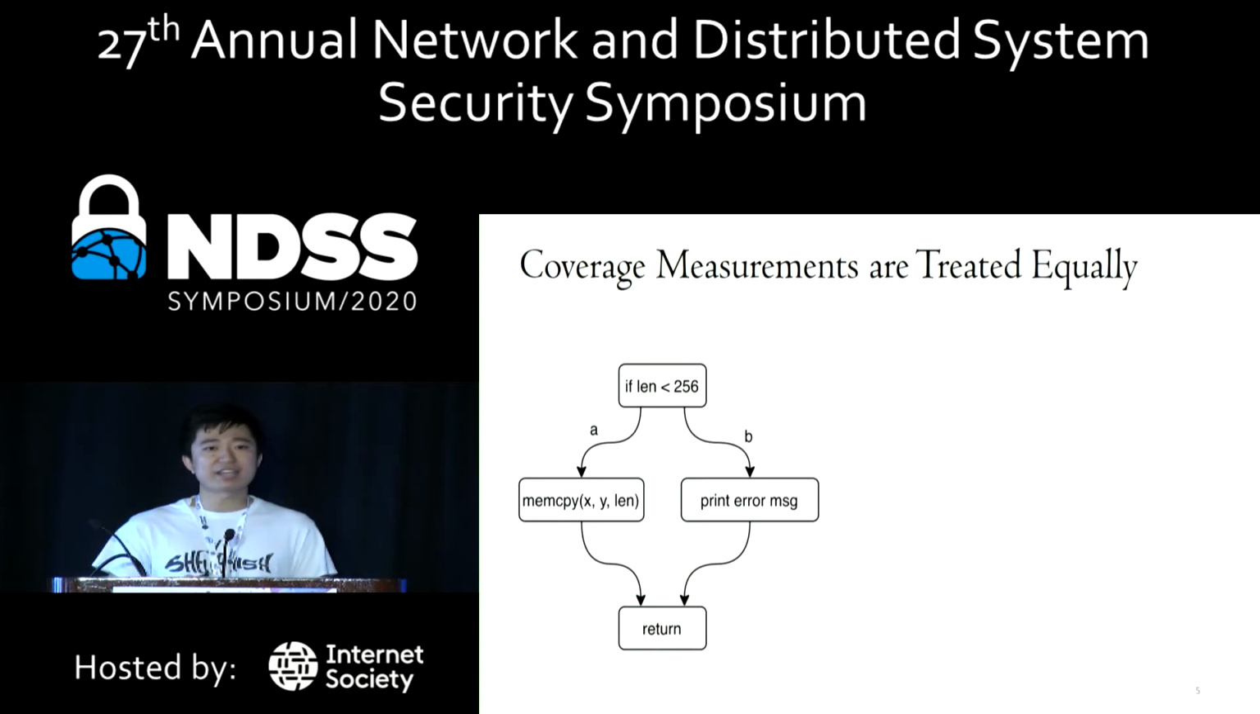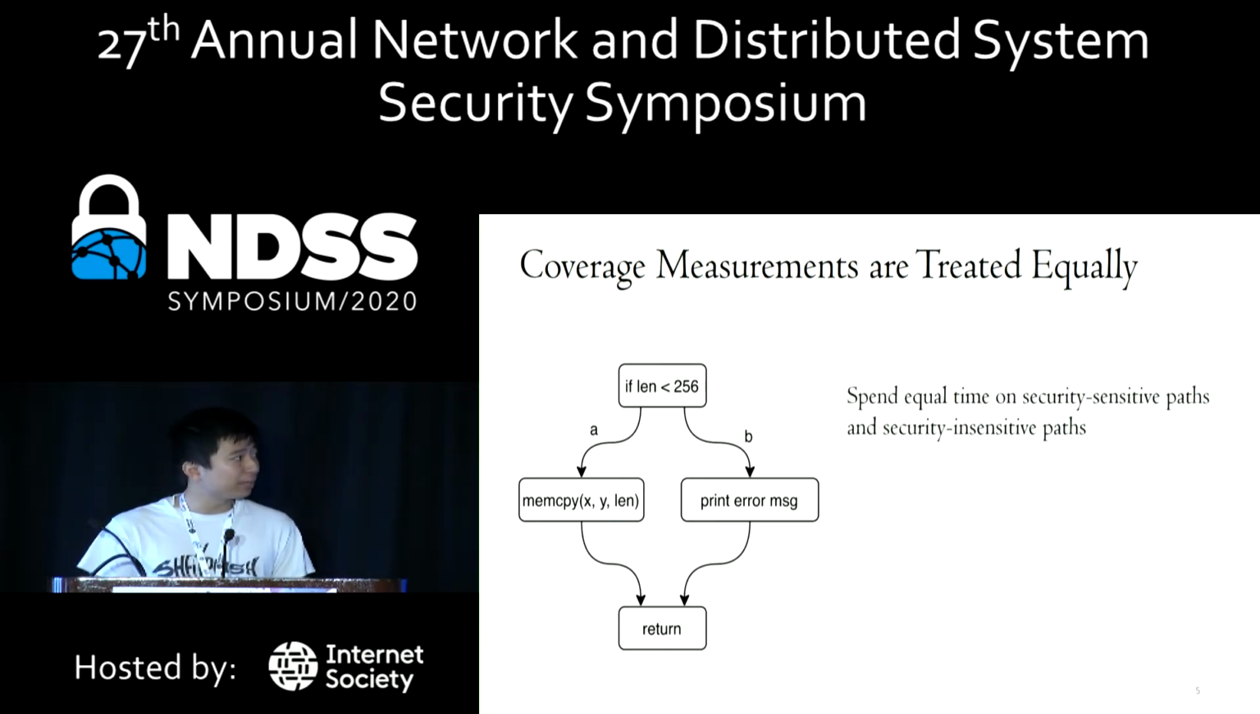Let's have an example. There are two branches here. One will call memcpy, and one will just print some error messages. As a human researcher, you will immediately notice that memcpy is dangerous. If you don't use it carefully, it's very likely to lead to a segfault. And you probably want to spend more time on the memcpy branch. But fuzzers don't have this external information.